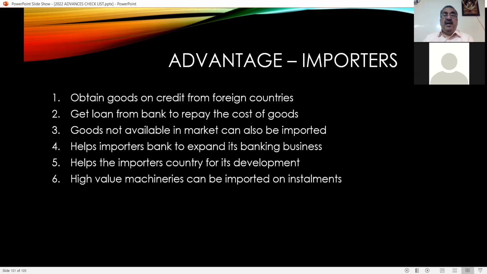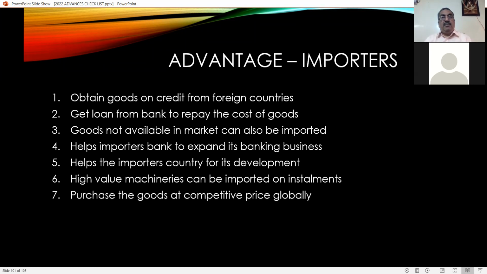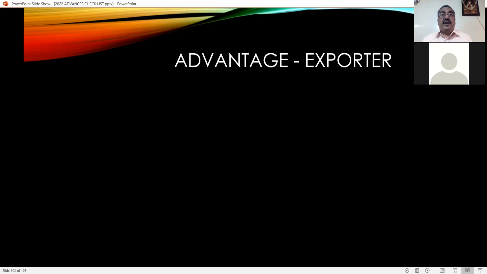That means the payment can be made in installments also. And purchase of goods at a competitive price globally. Because in China, this is a rate. In UK, this is a rate. This is a rate available at US. So they can compare and they can place the order. So you can purchase the goods at a competitive price.